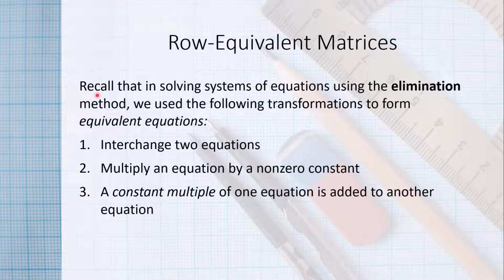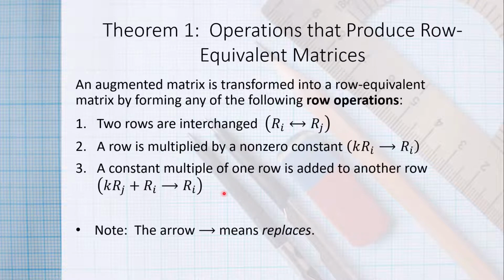Now recall that in solving systems of equations using the elimination method, we actually had three transformations that would form equivalent equations. We could either interchange the equations, we could multiply the equation by a non-zero constant, or we could take a constant multiple of one equation and add it to the other equation, and the result would be an equivalent equation. In other words, an equation with the exact same solution set. Well, in terms of augmented matrices, these are the equivalent operations.